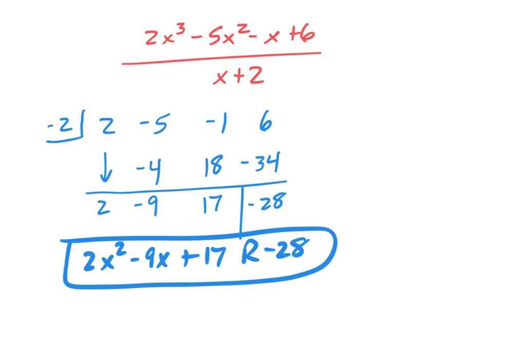Probably won't see much anything higher than a cubic. So quadratics and cubics are probably the two most common. Probably quadratics more than cubics, but we might see both.